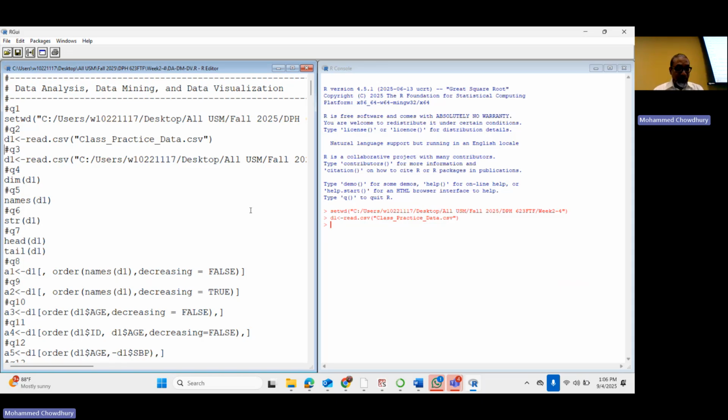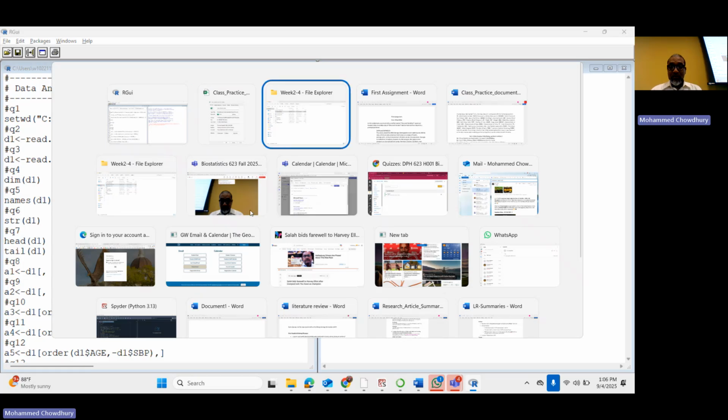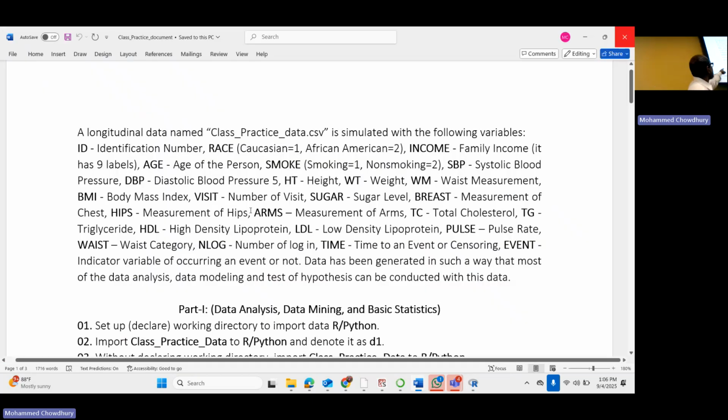So how do you know which problem is which? You will have to go there. You have to read this document. Set up, declare working directory to import data in R or Python. First question, right? This is the first question. I will go over this Word document with all 100 problems written in there, and the R code is giving you the solutions of each of these problems. Understand?